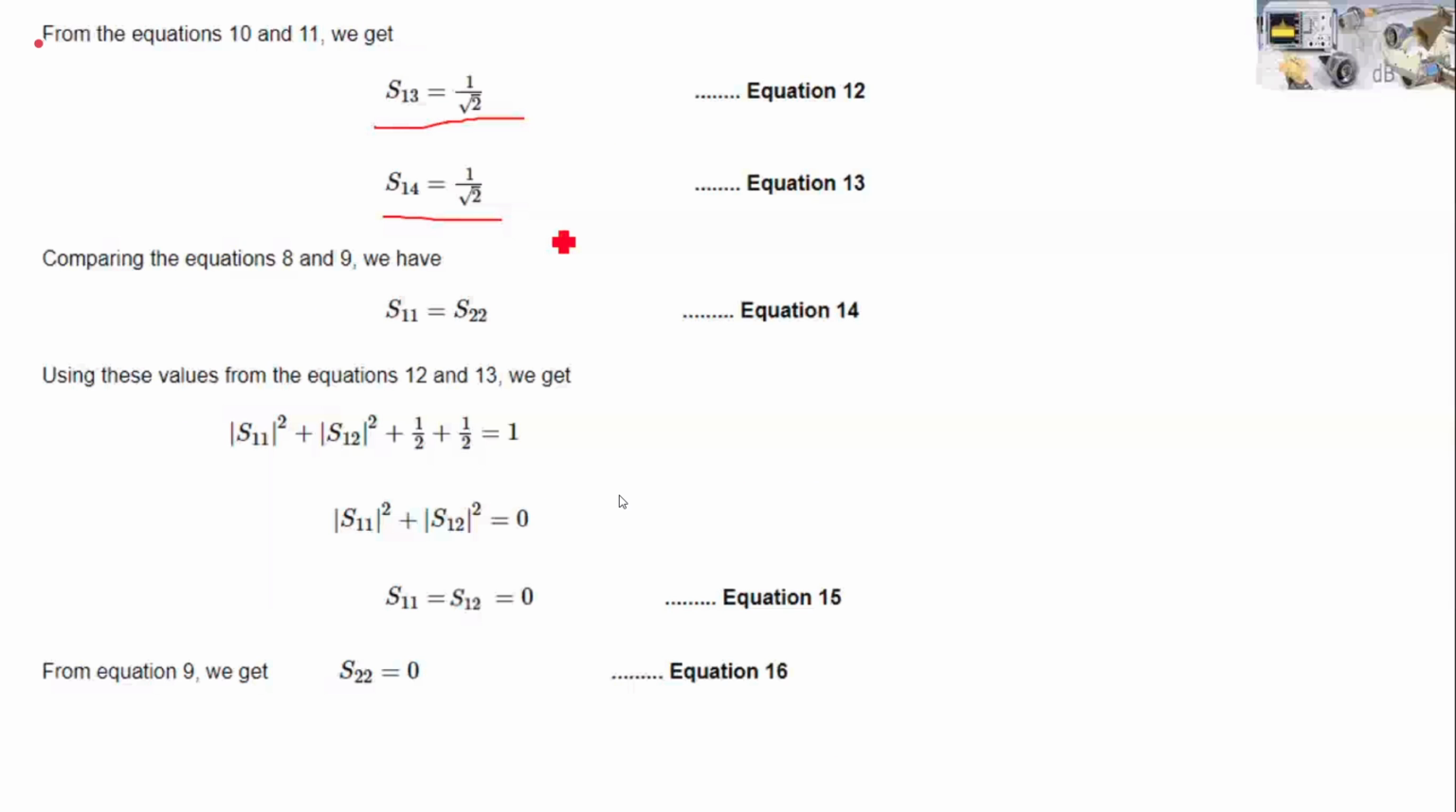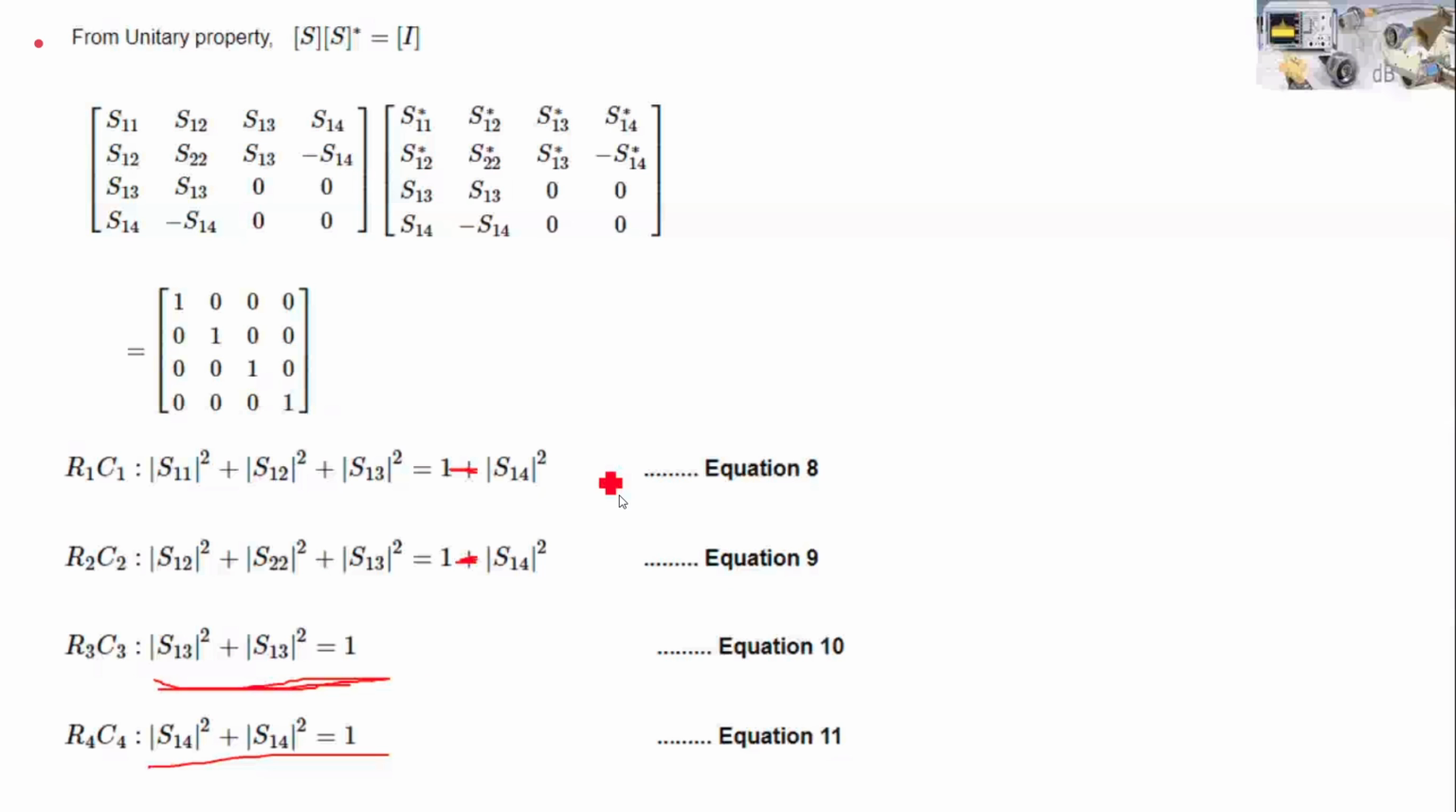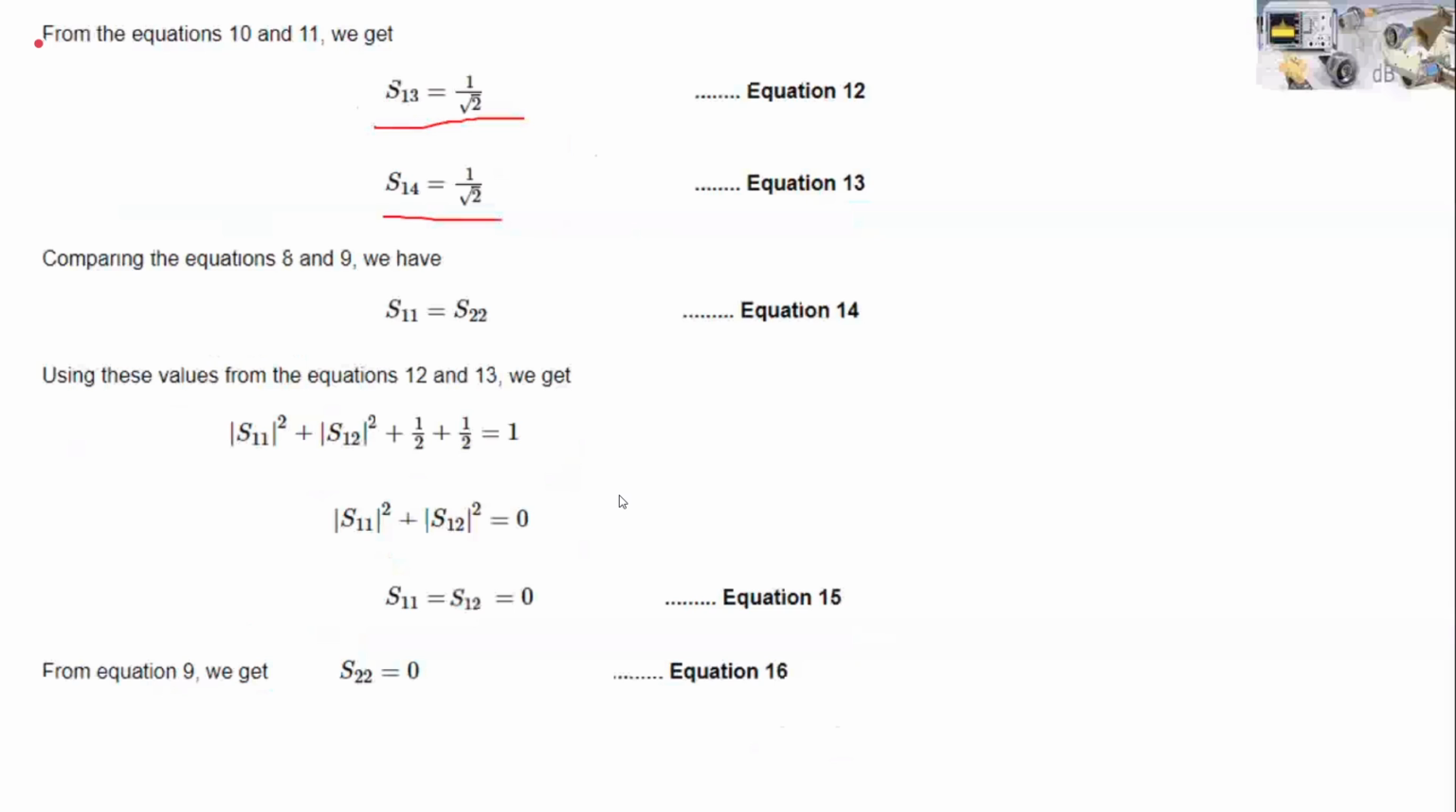Now, if you compare equation 8 and 9, these two equations, you will have mod of S11 squared and S12 squared. If you equate equations 8 and 9, S12 will be cancelled out, S13 will be cancelled out, S14 will be cancelled out. So what will you be left with? S11 squared and S22 squared. Mod of S11 squared is equal to mod of S22 squared. The same thing is shown here, that is S11 is equal to S22.